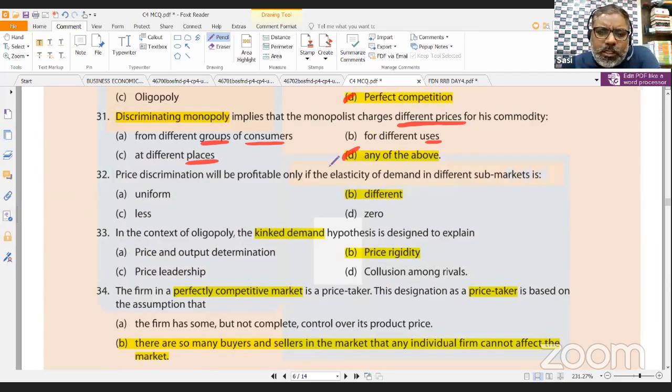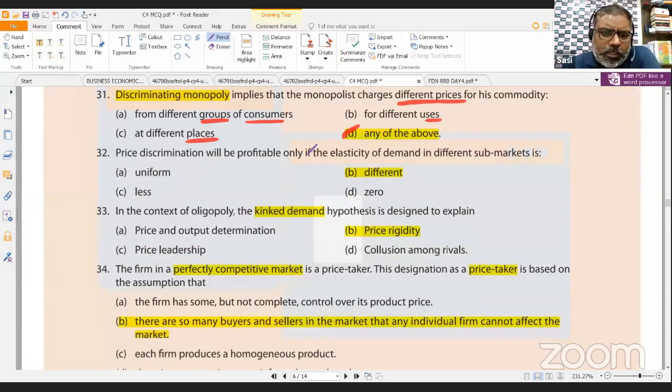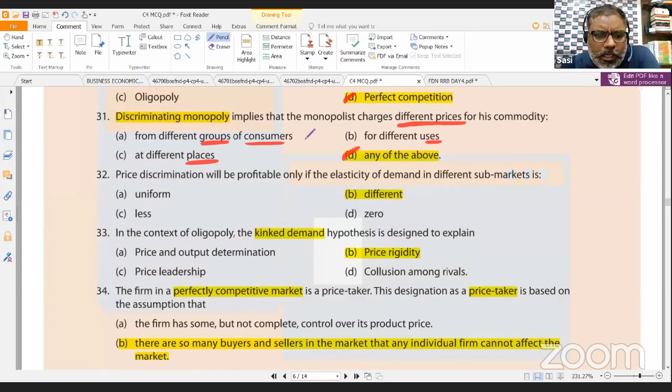All three represent price discrimination exercised by the monopolist across two different segments of people, whether from individual to individual, user to user, or wholesaler to retailer on the basis of quantity or location. Either way, it is part of a monopolist strategy to apply price discrimination. So any of the above can be called discriminating monopoly. So question number 31, the answer is D, Delhi.